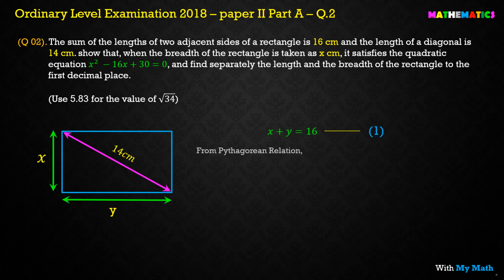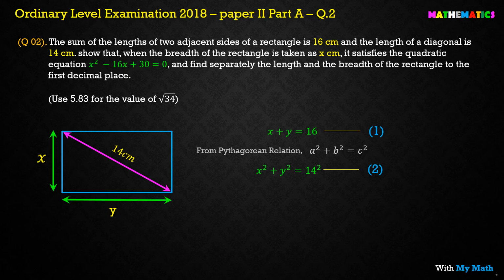Then I am going to use the Pythagorean relation, in other words the Pythagoras theorem. In order to use that, this is the equation you can see. I will write it here: x square plus y square equals 14 square. 14 means the diagonal. So you can see I have put it as the second equation.